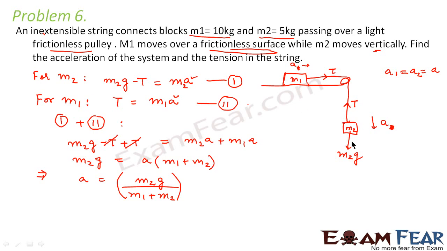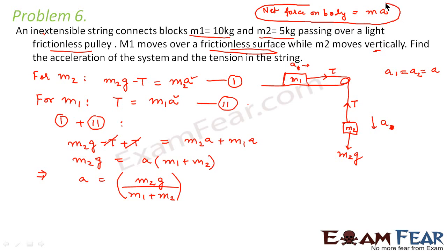Like here the net force is m2g minus T. So this net force has to be equal to mass into acceleration. Similarly here the net force is T. So the net force has to be equal to mass into acceleration. So this is the funda which you need to follow to write the equation of motion. So I'll write it here. To write the equation of motion, you just remember net force on the body is equal to mass into acceleration.